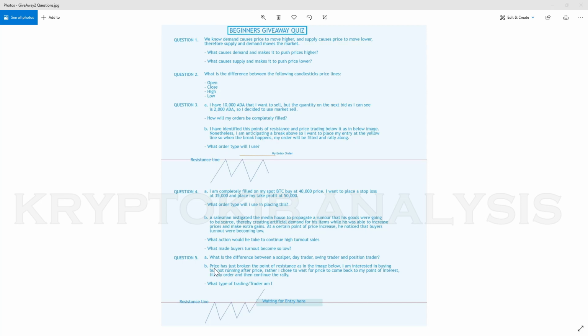Then the last one, price has just broken the point of resistance as in the image below. I am interested in buying but not running after prices, which means you are not chasing price. Rather, I choose to wait for price to come back to my point of interest, fill my order, and then continue the rally. What type of trading or trader am I? So if you look at this image, we have the resistance line. We can see 3 points of resistance here, then a breakthrough.